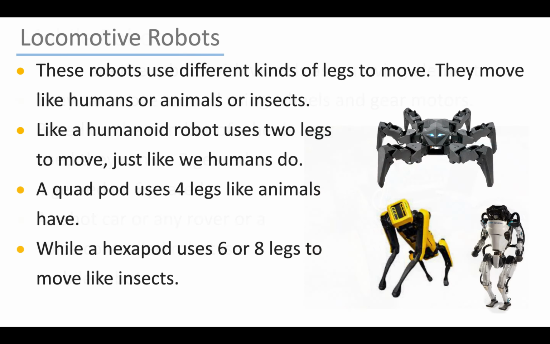Now after the mobile robots, we have locomotive robots. These robots use different kinds of legs to move. They move like humans or animals or even like insects. Like a humanoid robot uses 2 legs to move, just like we humans do. A quadpod uses 4 legs like animals have, while a hexapod uses 6 or 8 legs to move like insects. So these are some examples of locomotive robots.